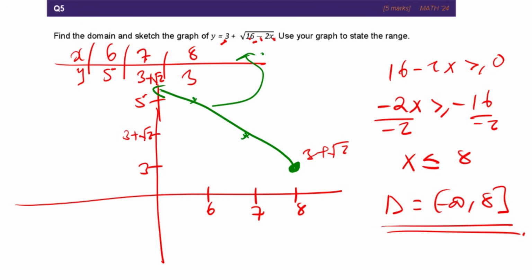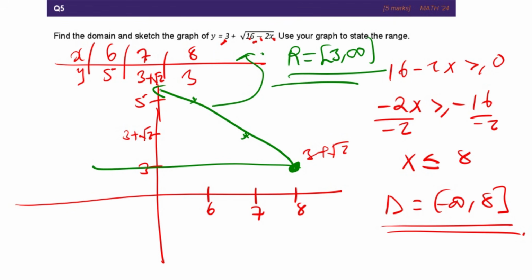Now, what is the range? The range, we are looking at the graph in y-axis. In y, we are starting from 3 going to positive infinity. Therefore, the range is starting from 3 all the way to positive infinity. That marks the end of this part.